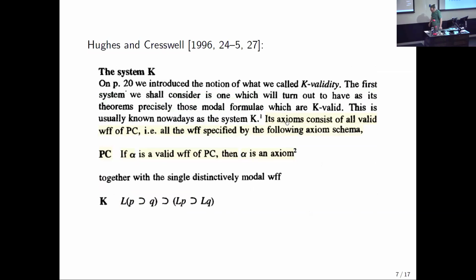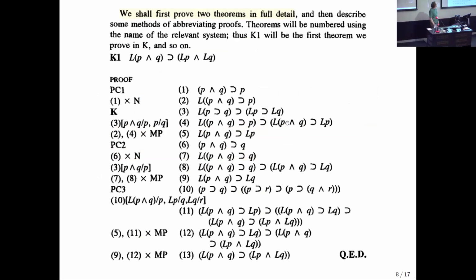If you go to Hughes and Cresswell's famous introduction to modal logic, they have these proof systems. There are some bits here supposed to be highlighted. In the proof system for K, it says its axioms consist of all valid well-formed formulas of PC, that is of the propositional calculus. That is all formulas specified by the following axiom schema: if alpha is a valid formula of PC, then alpha is an axiom. Then here, for example, is an example of a proof.